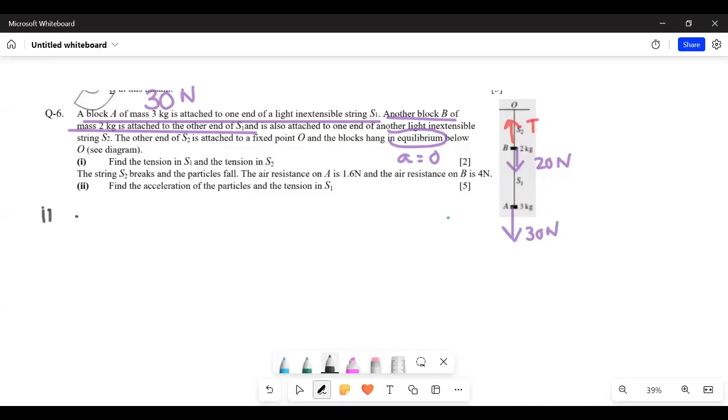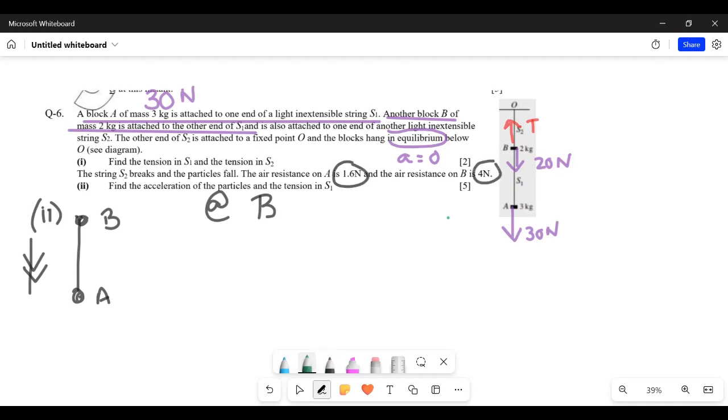In part 2, the string S1 is broken and this system starts falling down. So that means now there's acceleration. Okay, this is A, this is B. Let's look at B first. The air resistance on A is 1.6 newtons and on B is 4 newtons. Air resistance is pointing away from the direction of motion. So here upward it's 4 newtons, and here upward it's going to be 1.6 newtons.